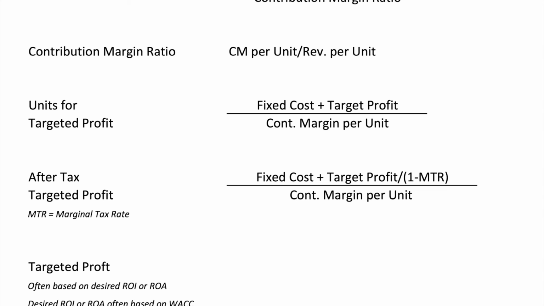So if I need a targeted profit of 20% after taxes, which would be 2, then I'm going to put the fixed cost, the 10, plus the 2 divided by 1 minus 0.5. 1 minus 0.5 is going to give us 0.5, and when I take the 2 and divide by 0.5, it's going to make it 4. And so my fixed costs are going to be 10 plus the 4, which will get me to 14. And when I divide that by 2, now I'm going to need 7 units.